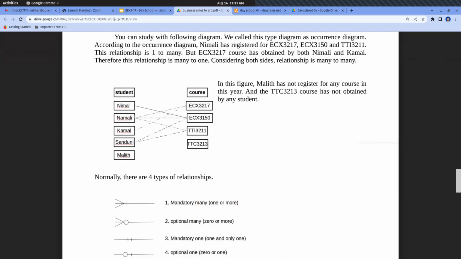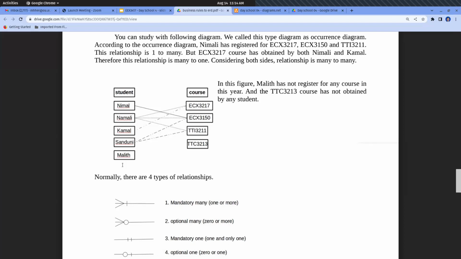This arrow, one into more. Here, this side is one and this side is many. But here also you can see one mark, these lines come to one point. Here also one, and this side is many.